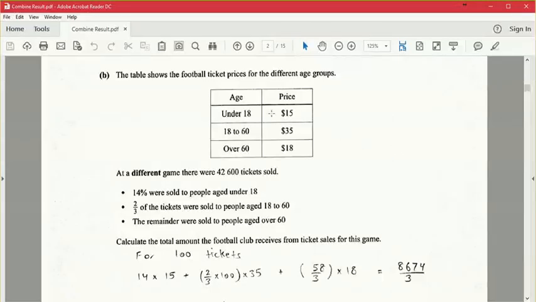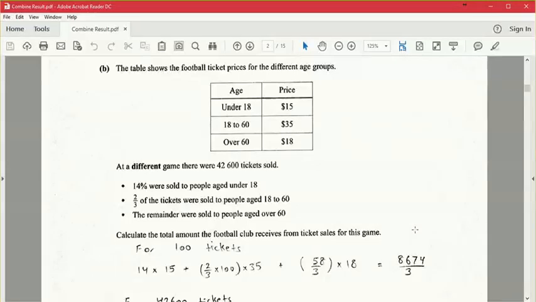And then he gives a table, the age and the price of the ticket for each age group. At a different game, there were 42,600 tickets sold. 14% were sold to people aged under 18, and 2/3 of the tickets to people between 18 and 60, and the remaining to people over 60.